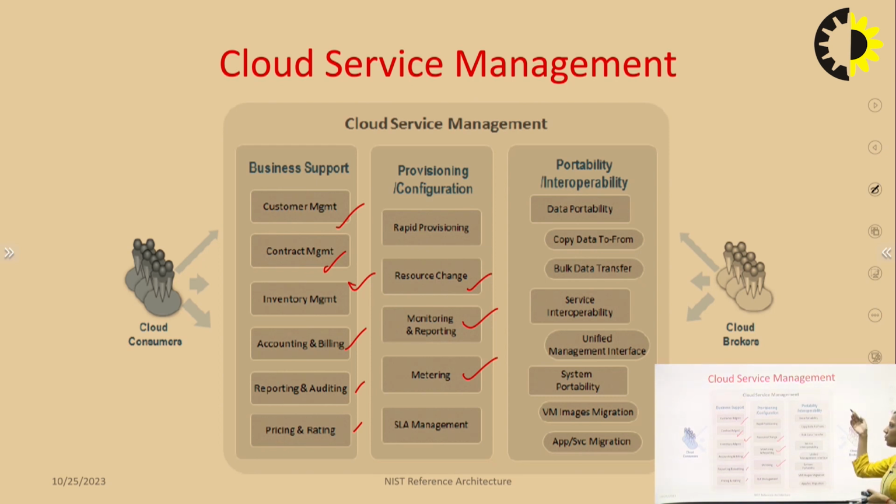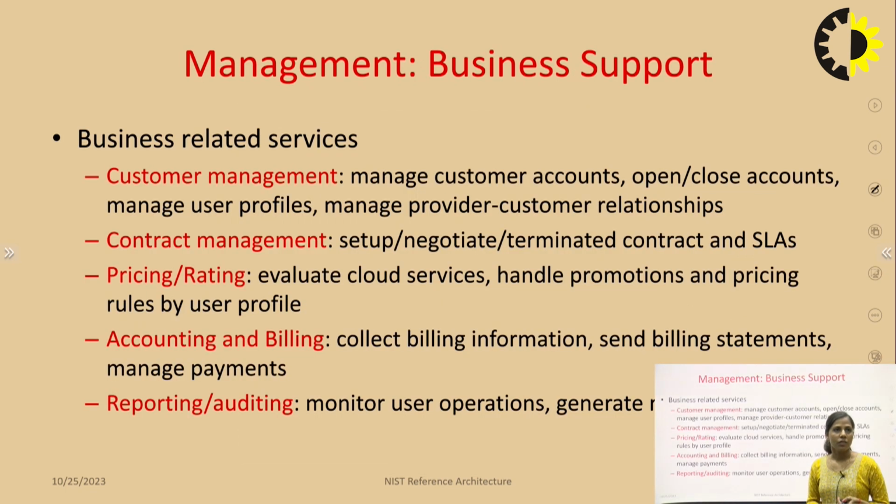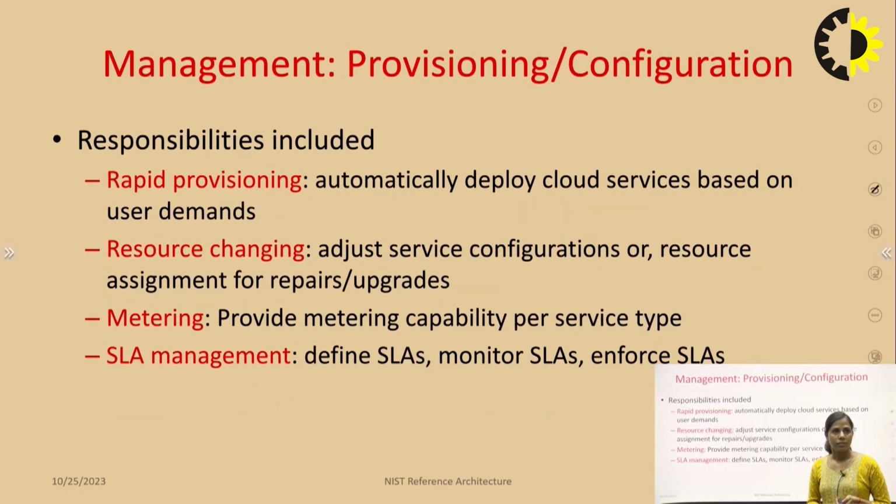Then we have portability, meaning we can easily port our data, our storage or a copy of data from one place to another, bulk data transfer. These are the different advantages of portability. Now, talking about interoperability, it provides service interoperability, system portability, app synchronization. If any upgrades come, then interoperability is provided by the cloud. So this is how cloud service management works. Thank you.